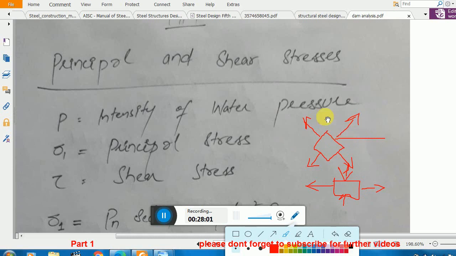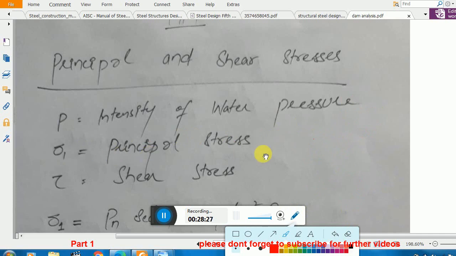So these are known as principal stresses. Almost 45 degrees, you can determine this angle, which is the principal angle, from calculation. But I don't want to explain these things. If you are interested, please go to your mechanics of solids, where there is a full explanation of these equations. But let me show you.